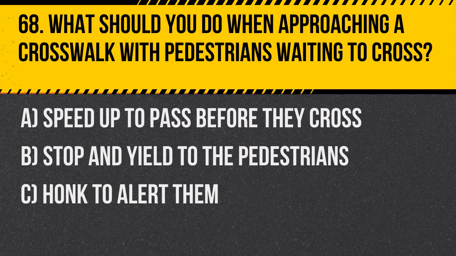Question 68. What should you do when approaching a crosswalk with pedestrians waiting to cross? A. Speed up to pass before they cross. B. Stop and yield to the pedestrians. C. Honk to alert them. Answer. B. Stop and yield to the pedestrians. Pedestrians have the right of way at crosswalks.